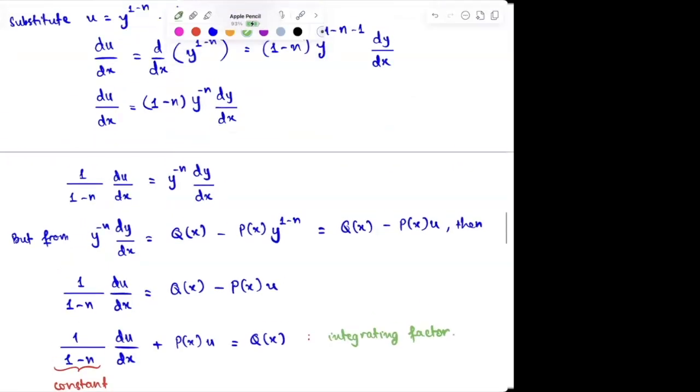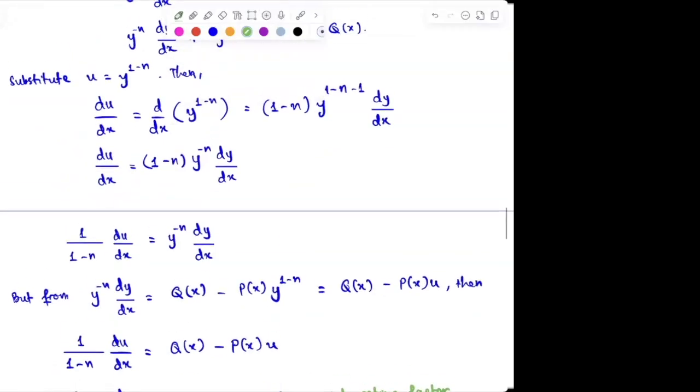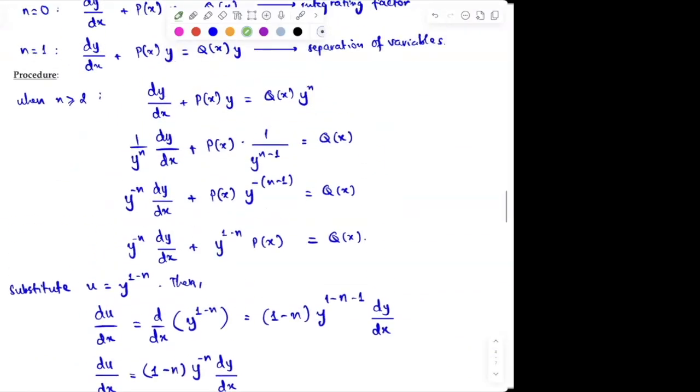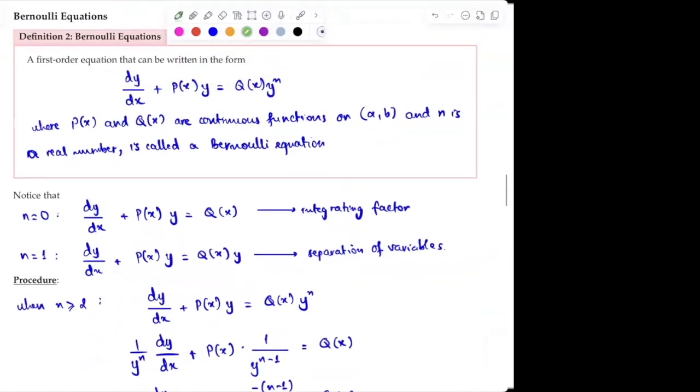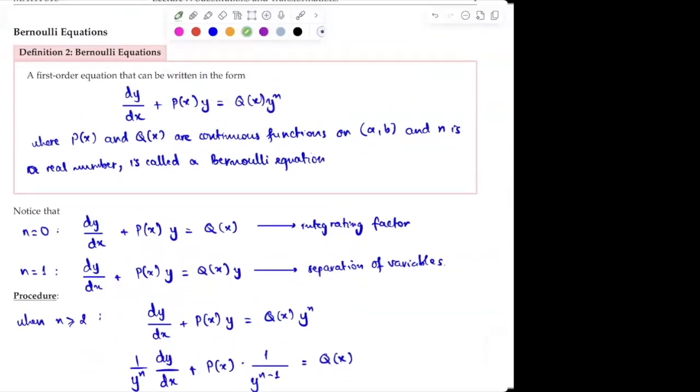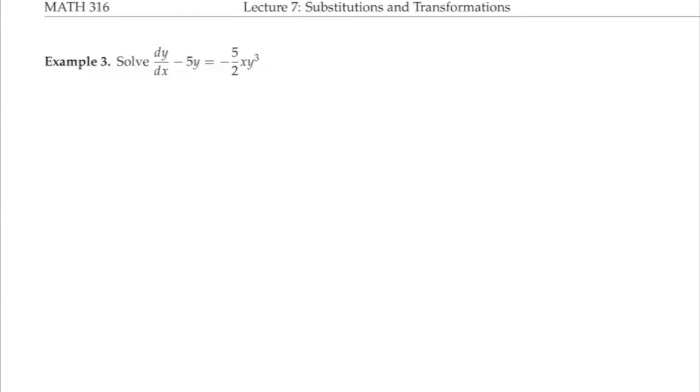Okay, so there's a lot to unpack here. It's a long procedure, but when you actually get into an example, it's not going to be too bad. It's just that you have to be able to identify that the differential equation you're working with is a Bernoulli equation, and then follow the procedure. So this is related to the Bernoulli equations. The Bernoulli equation is dy/dx plus p of x times y equals q of x times y to the power n.